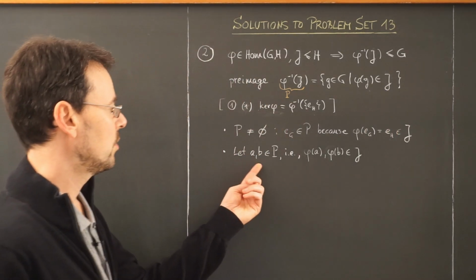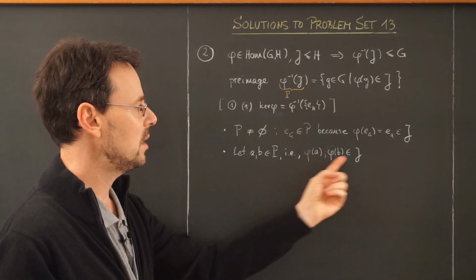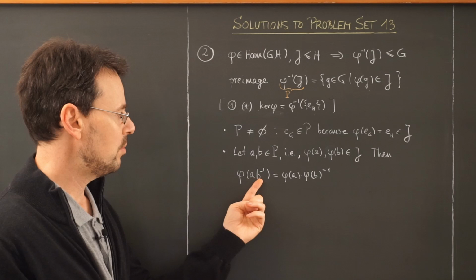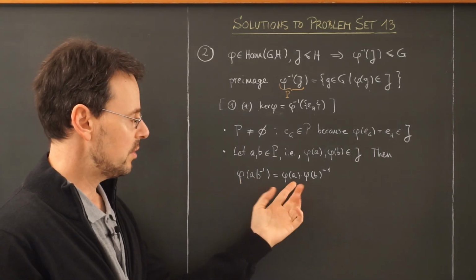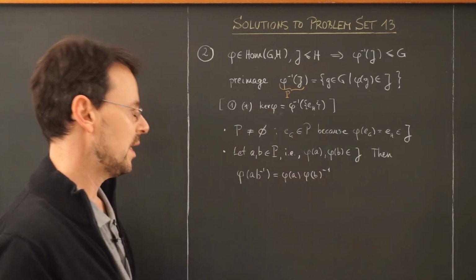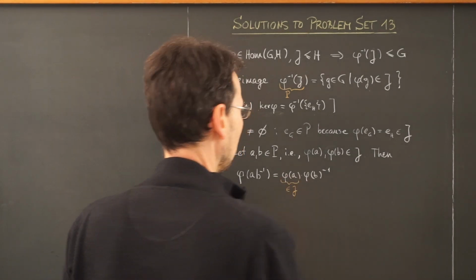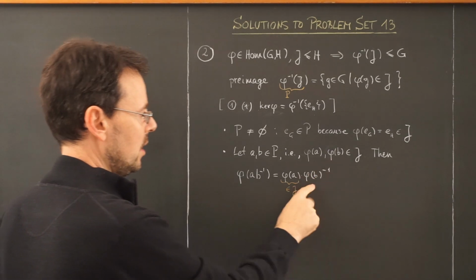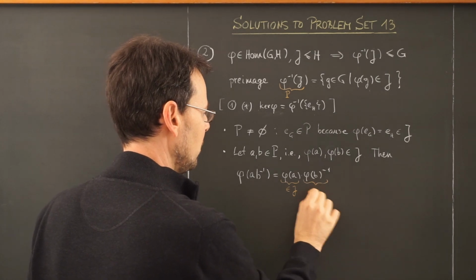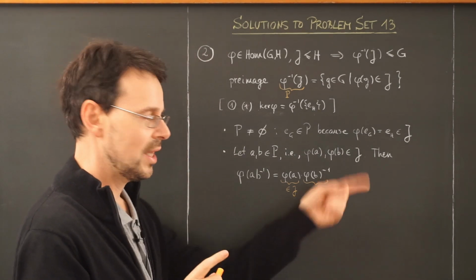So next we take two arbitrary elements of P, and that means exactly by definition of P that the images under phi lie in J. Now it's the same argument all over again. I look at A, B inverse, map that with phi, and because phi is a homomorphism, I can write it like so and pull the -1 outside. And now we know by definition this here is in J. Phi of B is in J, but then also its inverse is in J, because J is a subgroup.